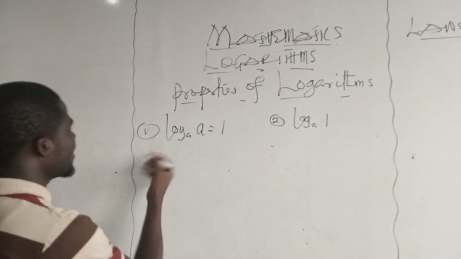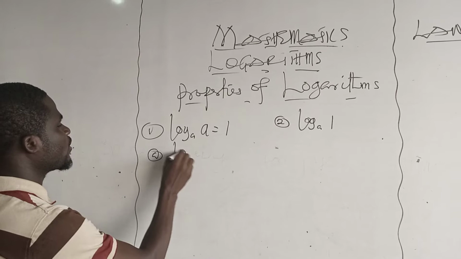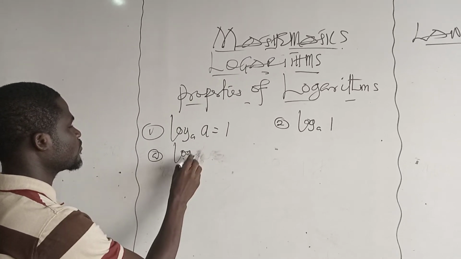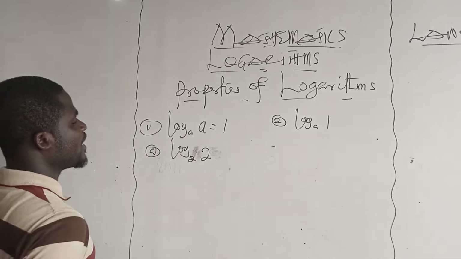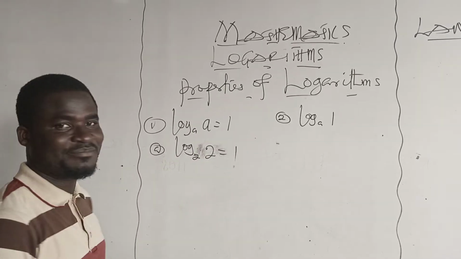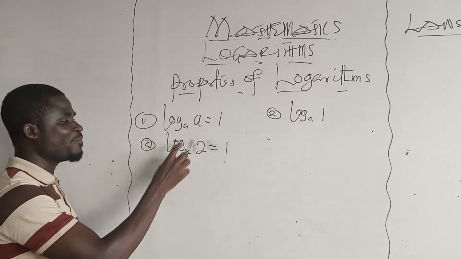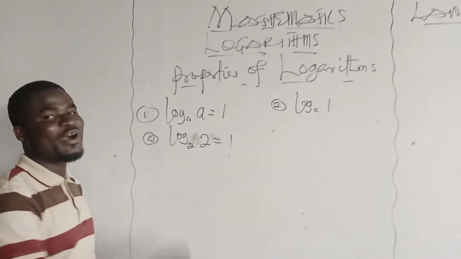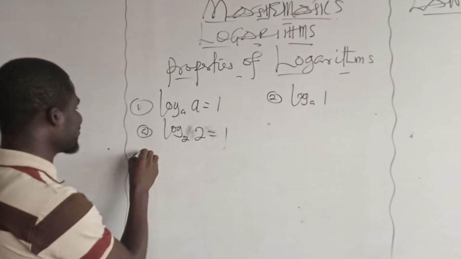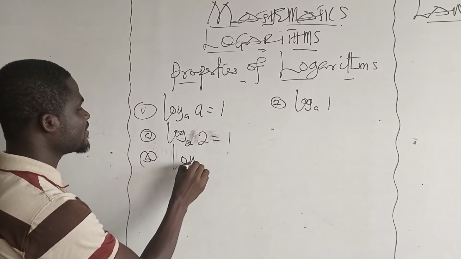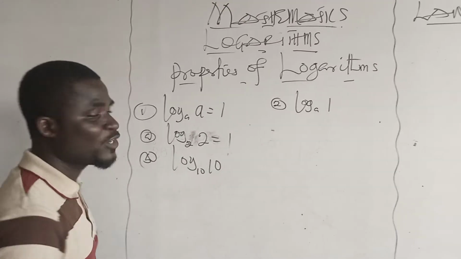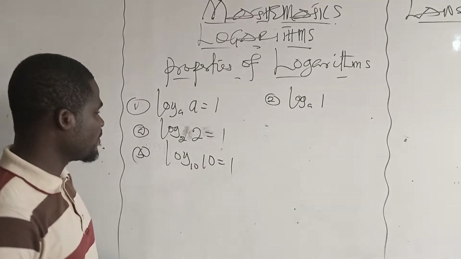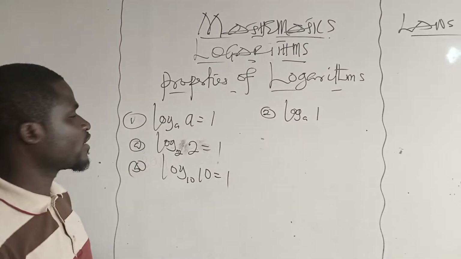Now, example, if I have log 2 2, what will the answer be? 1. Because I have log 2, the base is 2, and then the number is 2. The answer will be 1. Example 2: if I have log 10 10, what will be the answer? Good, 1. So, this is the first property of log.